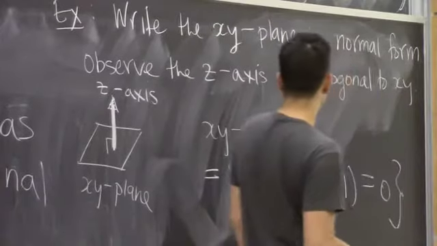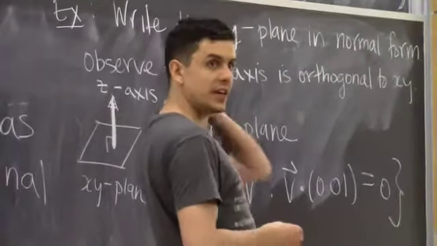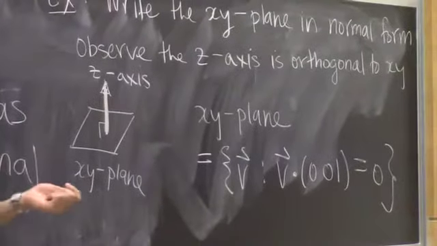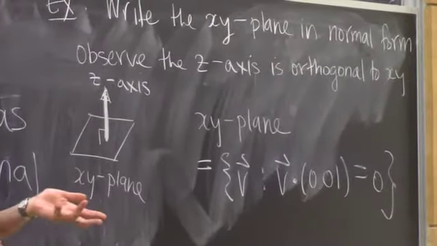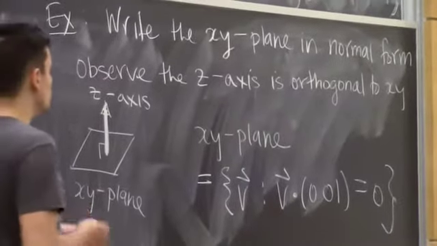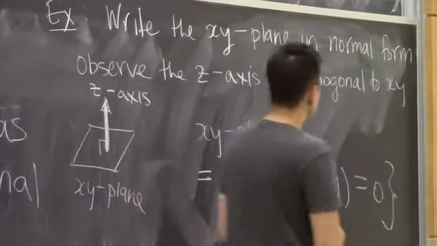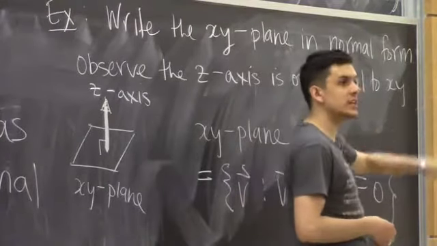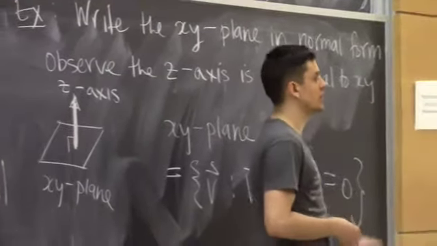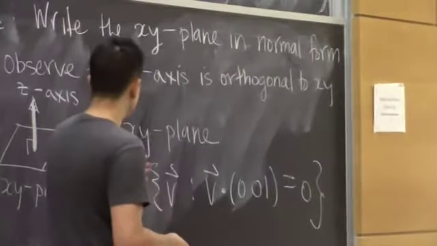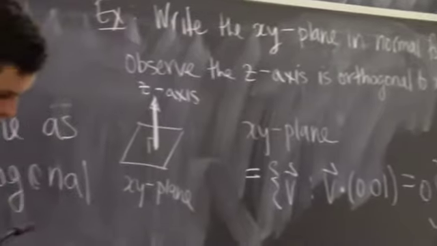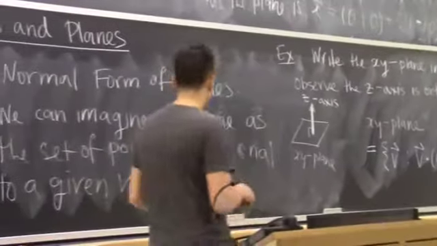So we can say the following thing. Okay, the xy plane is the set of points that have dot product 0 with something on the z-axis. Okay? We could put any non-zero number we wanted here, because it would still give us the z-axis. Okay, very good. So that's a plane in normal form.